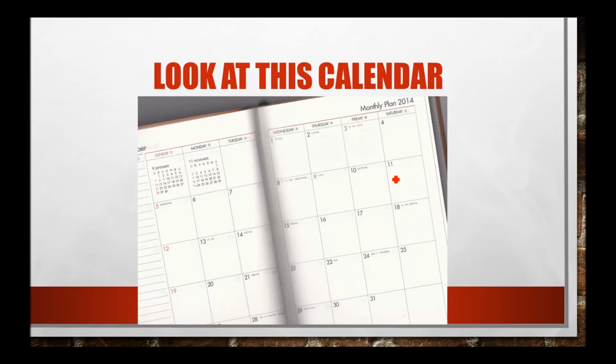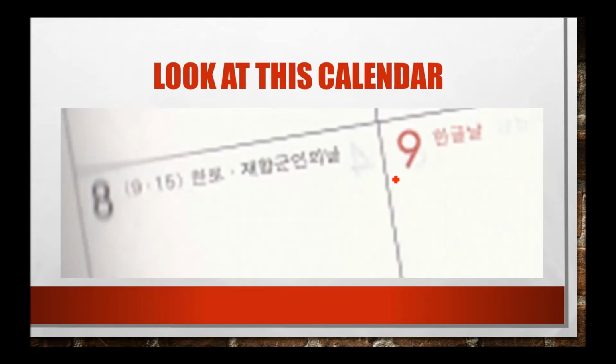Okay, let's look at this calendar. It is this month, October 2014. Let's look closely near the October 9th, 한글날. There are some small numbers near the number 8. Can you see it? There's 9 and 15. It's a bit blurry, but you can see it there.